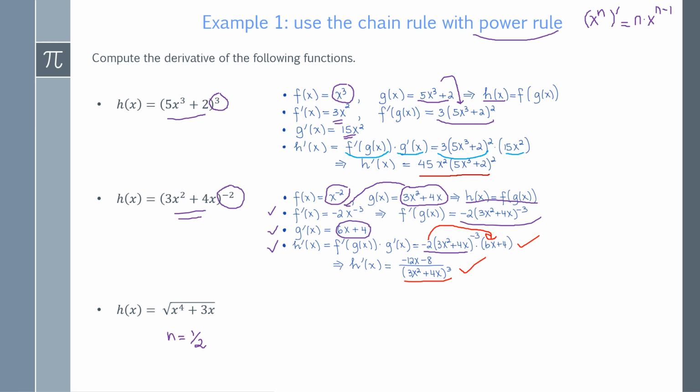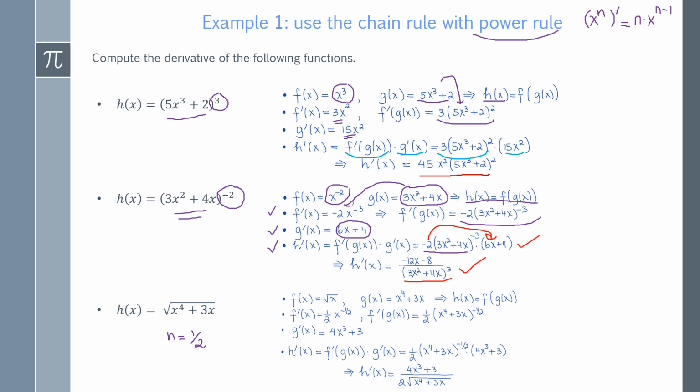All right, now let's take a look at one more example where we use chain rule with power rule. So here we have h of x equals (x to the fourth plus 3x), and that's raised to 1/2, which is equivalent to taking square root. All right, so what is my solution here? First step, I am identifying what my outer function is, and that would be square root of x, or x to the 1/2. The inner function would be my polynomial of fourth degree, so x to the fourth plus 3x.